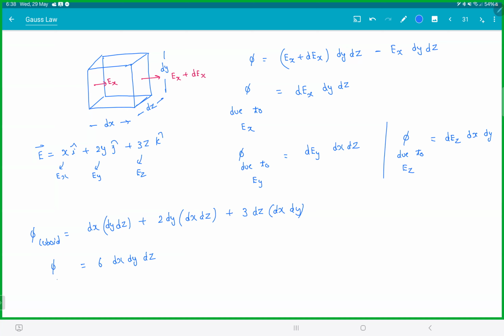That is the flux through a small cuboid, which can be written as 6 into dv, where dv is the volume of the small cuboid.